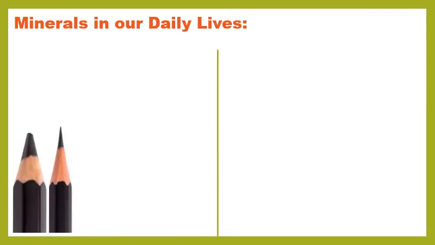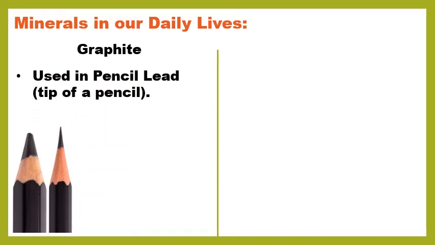All right, let's continue. Pencils, the tip of your pencil, that is actually made from a mineral called graphite. It's used in what sometimes people call the tip of a pencil lead. It used to be lead, but lead can be kind of toxic, so they switched to graphite.